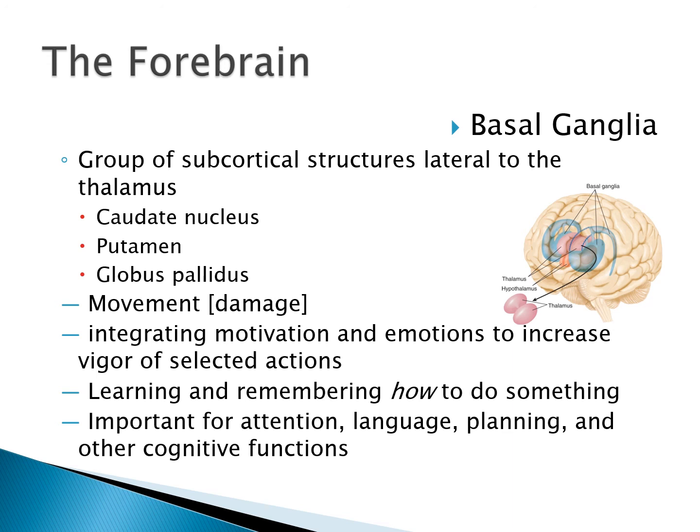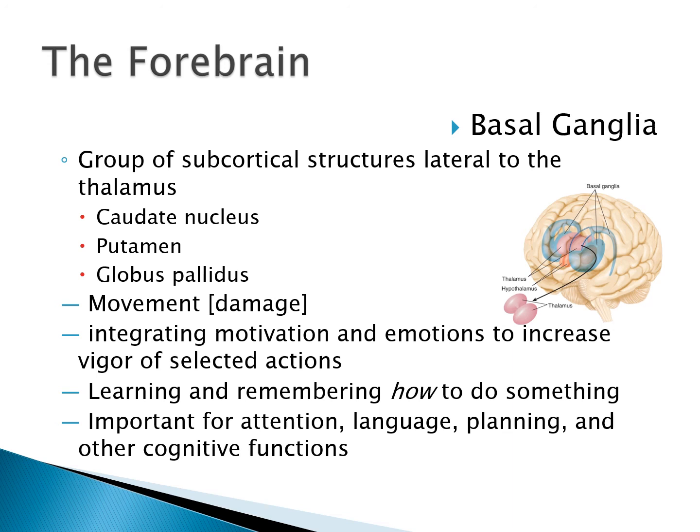At first, again, a lot of that is very conscious and it's happening in the cerebral cortex, but as we learn to do it and it becomes more automatic, we get to that place where we can't even explain how to ride a bike to someone else. That is the basal ganglia having taken over that job. But it is important for attention, language, planning, and other cognitive functions.